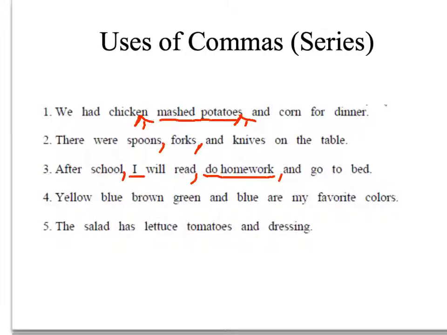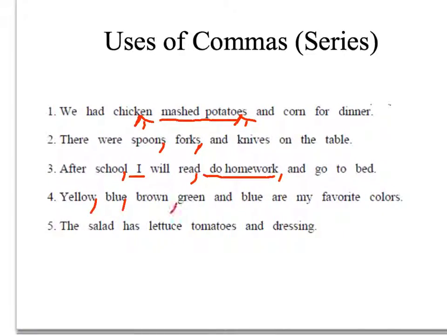Number 4, yellow, blue, brown, green, and blue are my favorite colors. I think this was a typo, but we get yellow, comma, blue, comma, brown, comma, green, comma, and let's say red, are my favorite colors. So you put "and red" as your last item, comma, and red. Finally, the salad has lettuce, tomatoes, and dressing. Lettuce, comma, tomatoes, comma, and dressing.